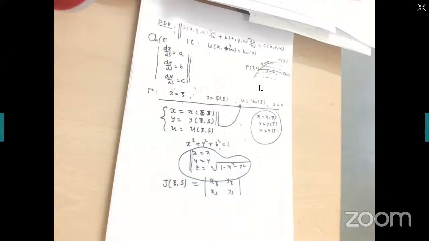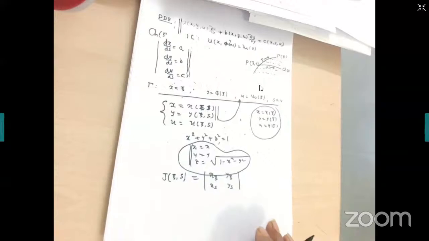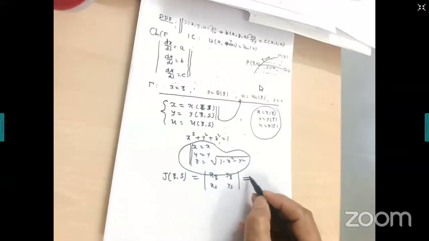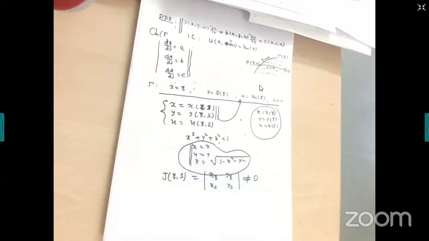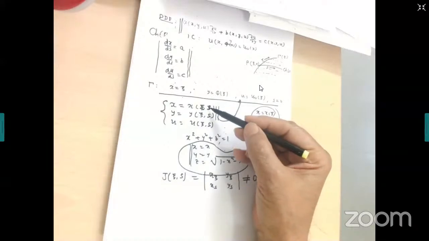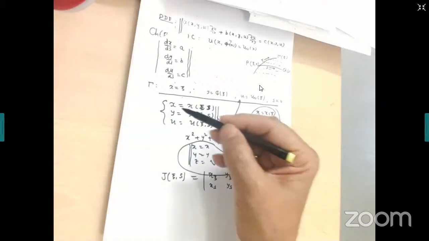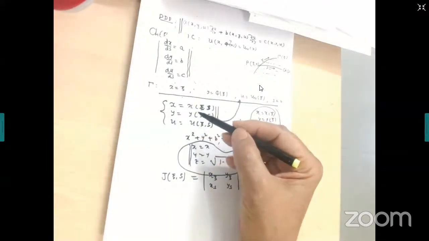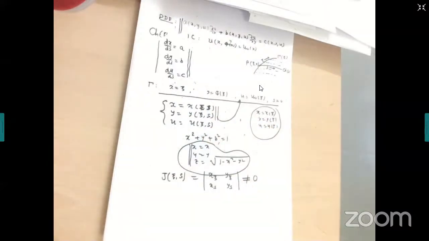Is that right? If this is different from 0, not equal to 0, then we can always express s as a function of x and y, and xi as a function of x and y, right? This is called the inverse function theorem.